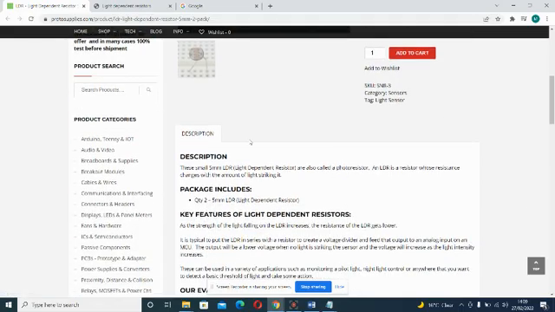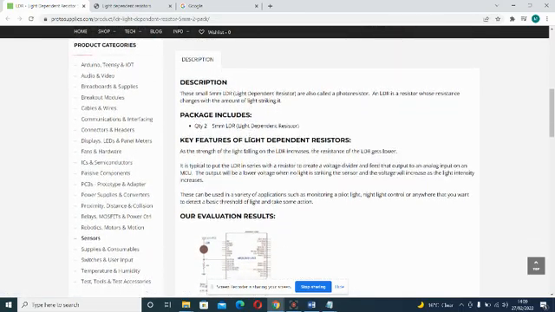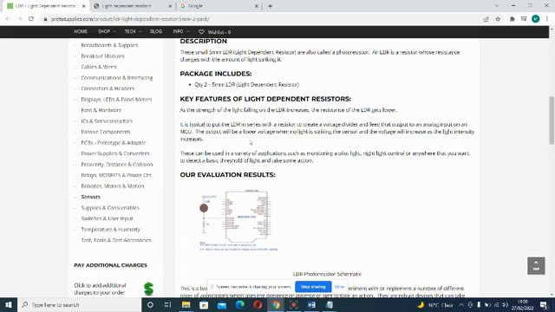Coming on to the working, they are made of high resistance semiconductor materials. When light hits the device, the photon gives electron energy. This makes them jump into the conductive band, and therefore there is conduction of electricity.